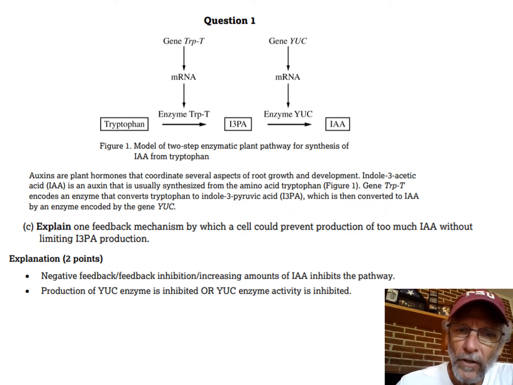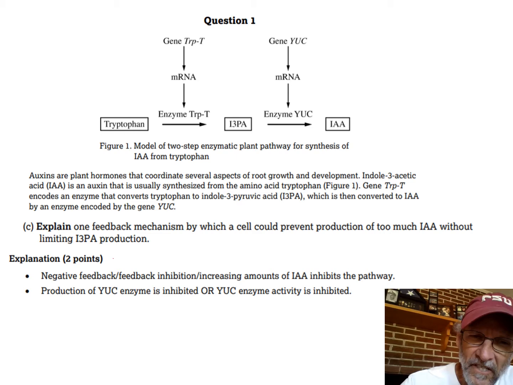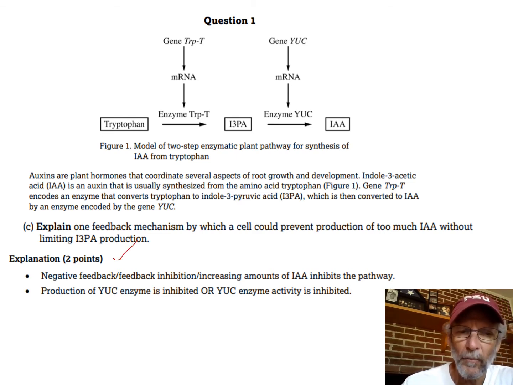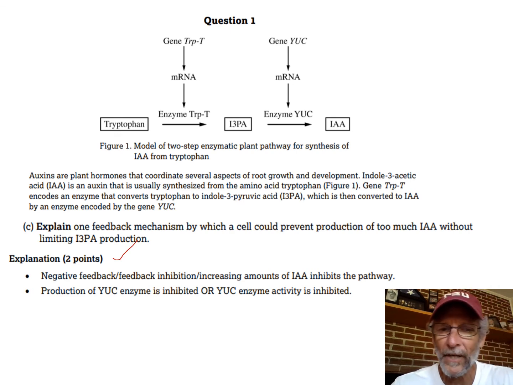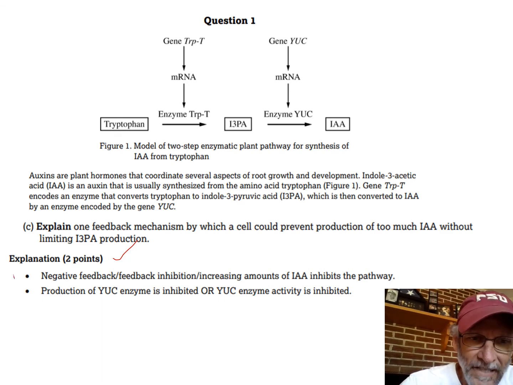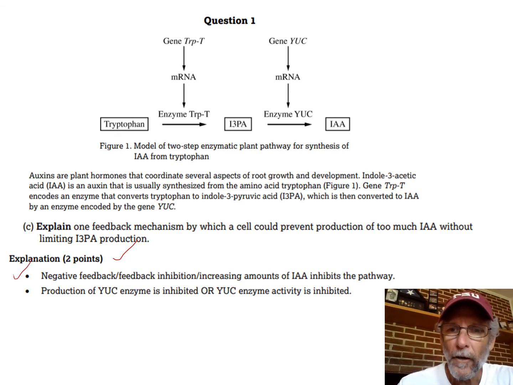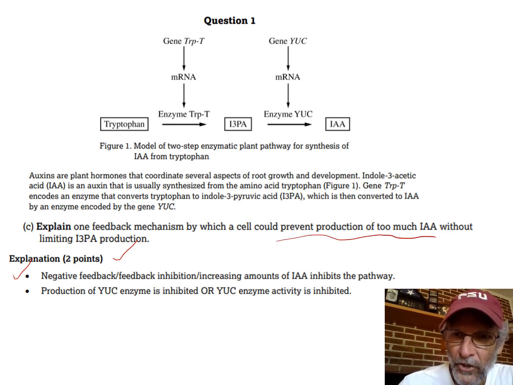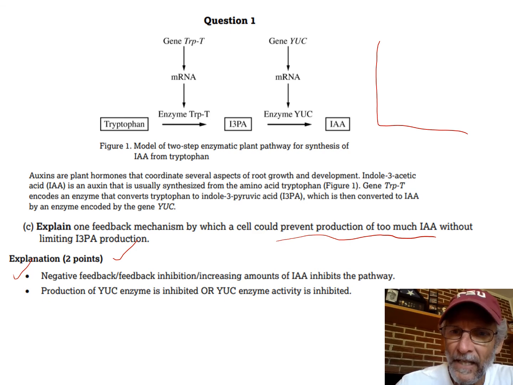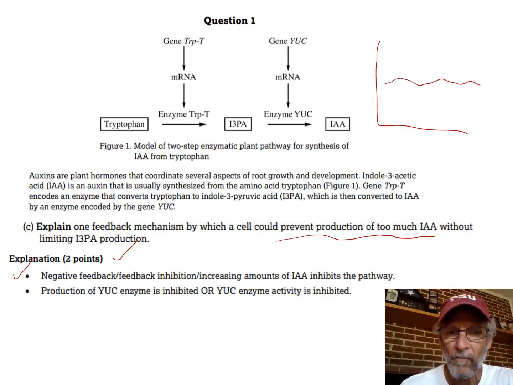Okay, so here, this is a little tricky because they don't tell you this is worth 2 points, but they want you to say two different things here. Explain one feedback mechanism. I would have liked it if they had said, identify one and explain how it works, because the point was to identify that this is a negative feedback system. We're going to prevent the making of too much. We are going to keep the level of this enzyme kind of steady. This is the negative feedback idea.